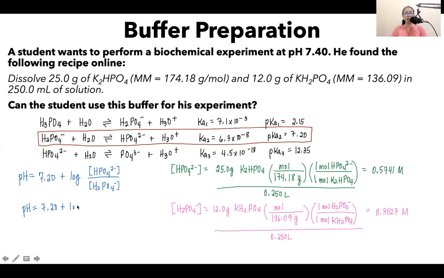So 7.2 plus logarithm of 0.5741 molar divided by 0.3527 molar. And you will get a pH of 7.41. So to answer our question, can the student use this buffer for his experiment? The answer is yes. He just needs to adjust the pH using hydrochloric acid, for the pH to go down from 7.41 to pH 7.40.